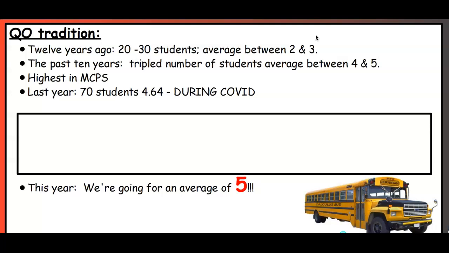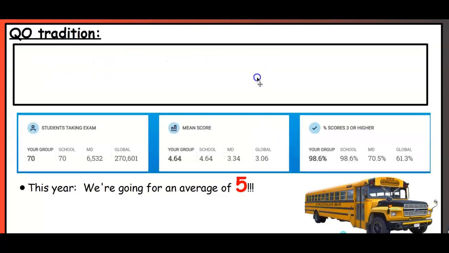Last year, we had around 70 students taking AP Calculus AB, and they scored, even during COVID, an average of 4.64, which means most of the students last year earned a 5. I'm going to uncover some statistics here and you can see exactly how we did. Last year, we had 70 students taking the test, and this is the number of students that took the test in Maryland, and this is the number that took the test globally. Our 70 students earned an average of 4.64, and in Maryland, the average was a 3.34, and globally, only a 3.06.